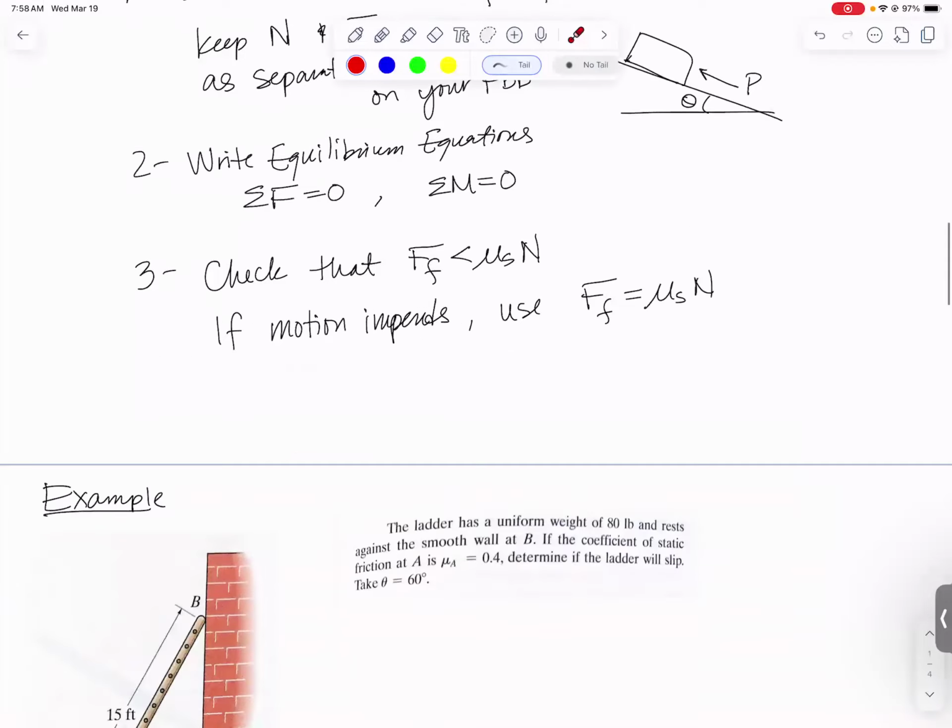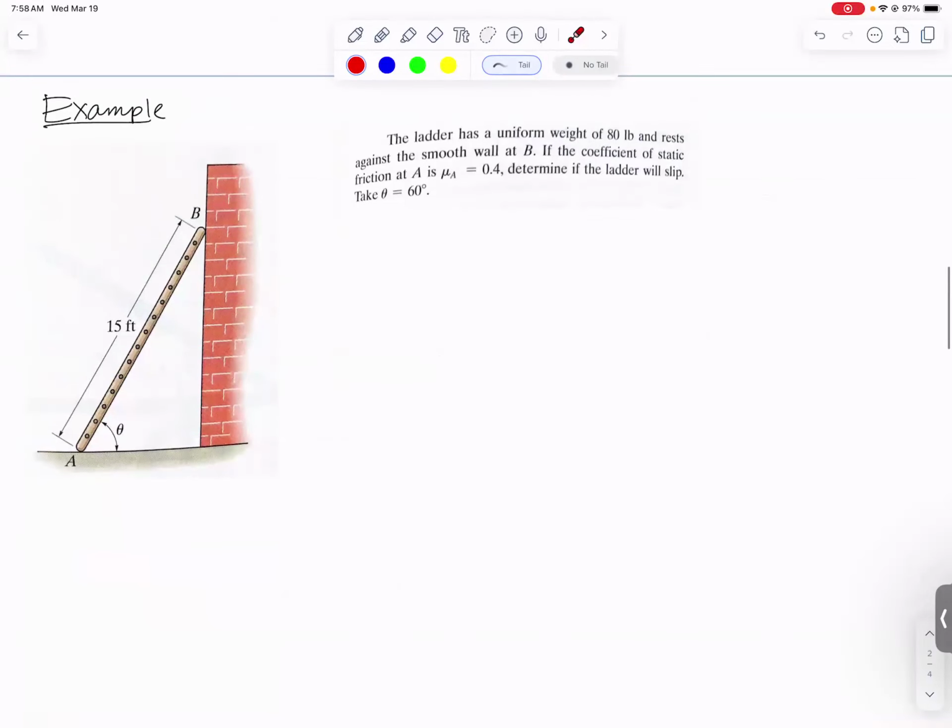All right, it's example time. We start with an easy, then maybe a medium difficulty, and then a really hard example. So we have this ladder, tells us it weighs 80 pounds. The words uniform weight mean that we're going to apply that force at the middle of the ladder. And they tell us that the wall at B is smooth. What that means is that whatever the friction is at the wall, it's small enough we're going to neglect it.